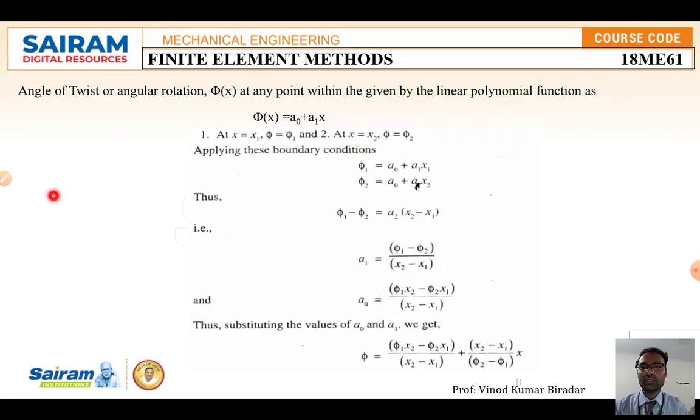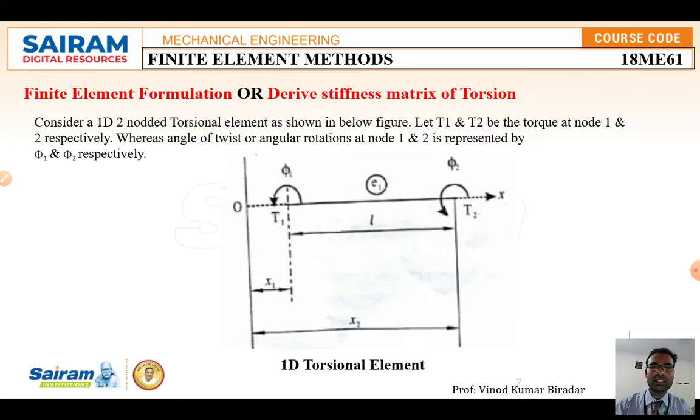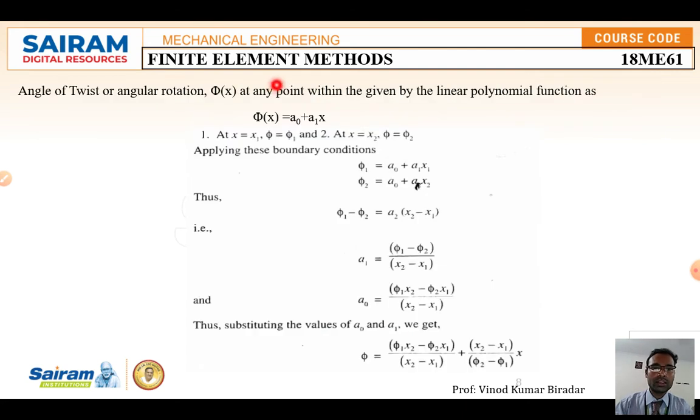The angle of twist or angle of rotation, phi of x at any point within the element, we take as a linear polynomial function: phi of x is equal to a0 plus a1 x. Since it is a 1D bar element, we take only up to the linear term. Now apply the boundary conditions at node 1 and node 2. When x is equal to x1, phi is equal to phi 1, so substituting in this equation we get phi 1 is equal to a0 plus a1 x1. At node 2, x is equal to x2, phi is equal to phi 2, so we get phi 2 is equal to a0 plus a1 x2.